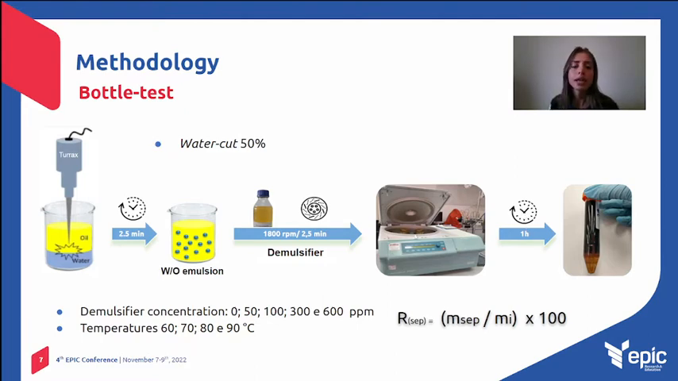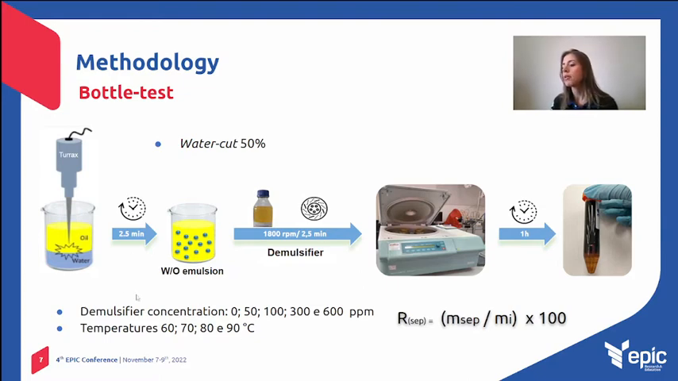And I'd like to say we used the centrifugation just to improve the phase separation, because my water-oil emulsions were very stable, and it was very difficult to achieve phase separation naturally. So it was necessary to apply some centrifugation, right, to improve this phase separation.